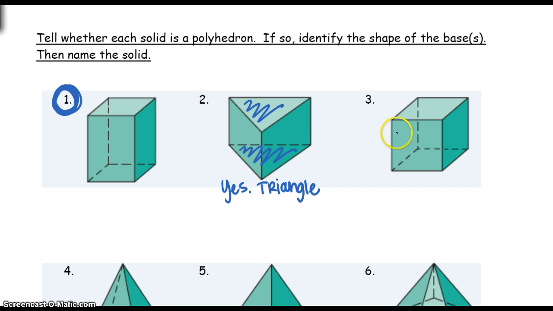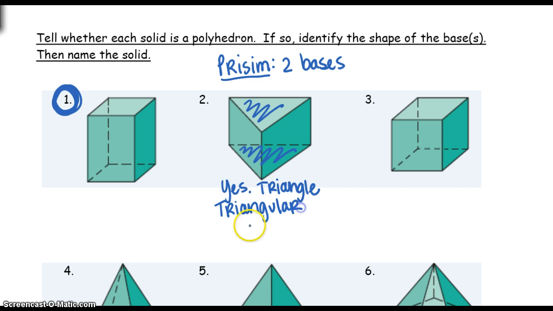Well, a prism has 2 bases. A prism has 2 bases, and I want you to jot that down. A prism has 2 bases. Okay, a pyramid has 1. So looking at this picture, I have 2 bases here. So this is a triangular prism.